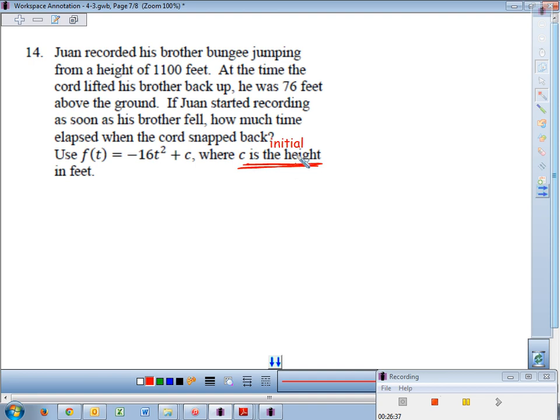But they've worded this problem poorly. So when it says where c is the height, make c be the initial height in feet. Here's the ground. You're going to bungee jump, right? So you start off some sort of platform. Something. You've got to jump off something. This wouldn't happen.